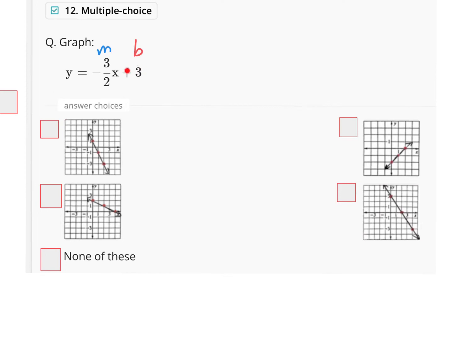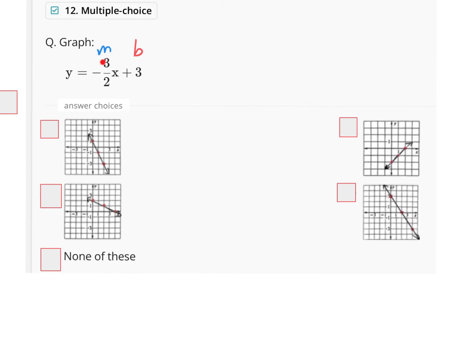So let's begin with the y-intercept 3. Here's the y-axis. Does it cross at 3? No, it doesn't. It crosses at 1. Does it cross at 3? No, it doesn't. It crosses at 2. Does it cross at 3? No, it doesn't. It crosses at -2. Does it cross at 3? Yes. So is this the answer? I don't know, maybe. But this is the only one that has a b value of +3.